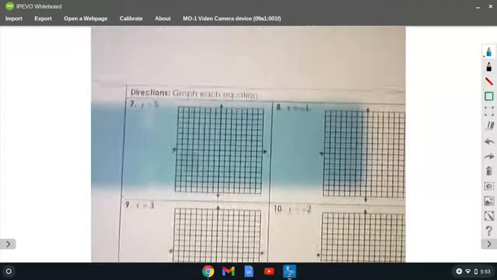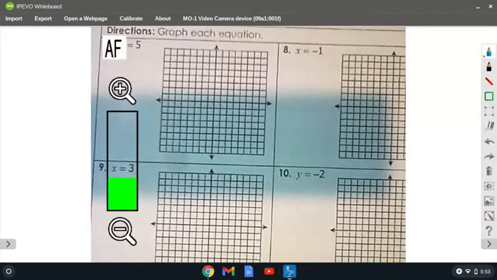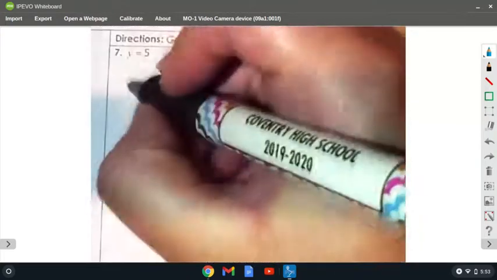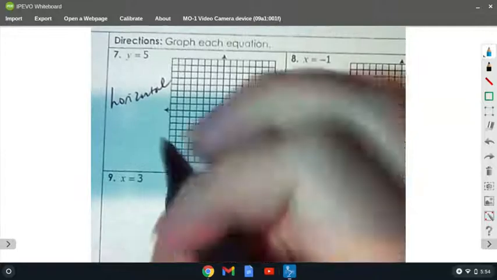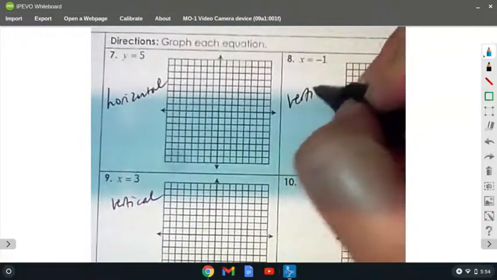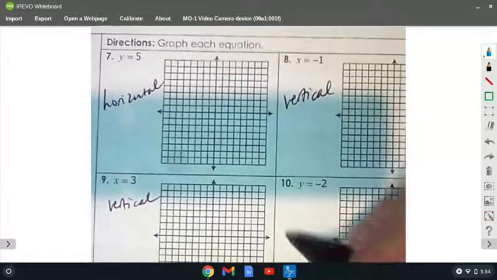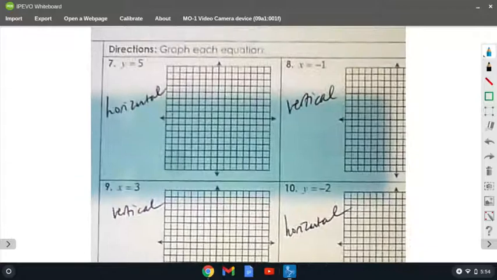Now I'm going to look at the next page. They're actually giving me an equation, and they want me to graph the line. So this is a y equals, so this should be horizontal. This one's an x equals, so it should be vertical. X equals, this should be vertical. Y equals, this should be horizontal. Okay, so those are just some things to point out and make sure you're getting in your head.